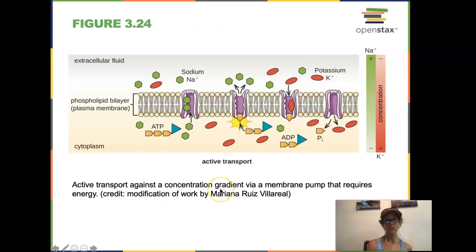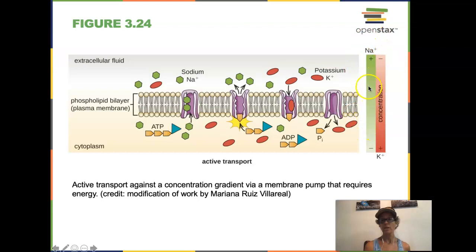Active transport is going against a gradient. So we have to provide energy. We are going to see this molecule, ATP, a lot. It stands for adenosine triphosphate. And when pieces of it, the phosphates, break off, that releases an enormous amount of energy that allows us to do a lot of different types of cellular work.